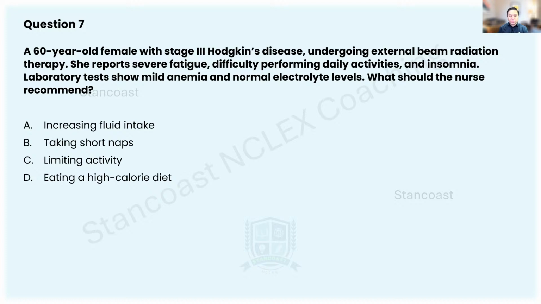Okay, let me reread. A 60-year-old female with stage 3 Hodgkin's disease undergoing external beam radiation therapy. She reports severe fatigue, difficulty performing daily activities, and insomnia. Lab tests show mild anemia and normal electrolyte levels. What should the nurse recommend? Is it A, increasing fluid intake, B, taking short naps, C, limiting activity, D, eating a high-calorie diet? Take your pick.